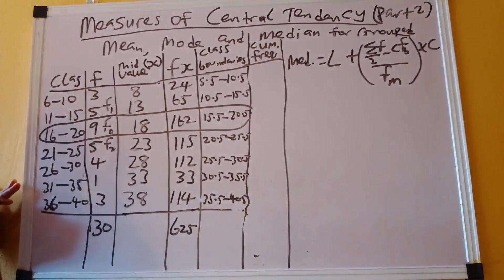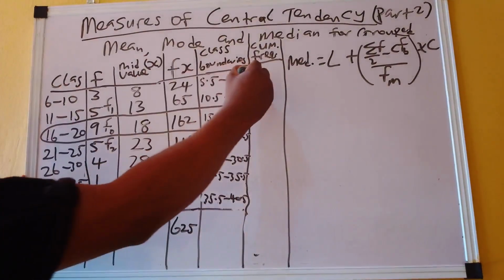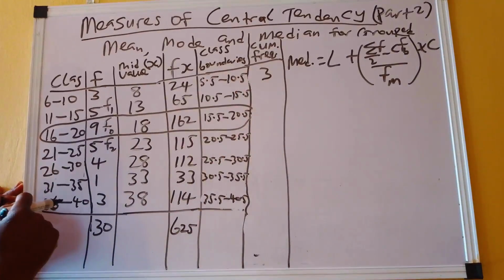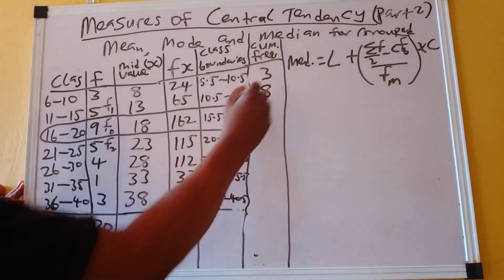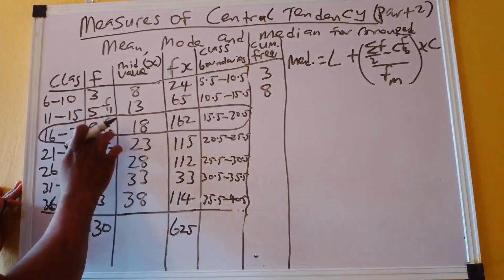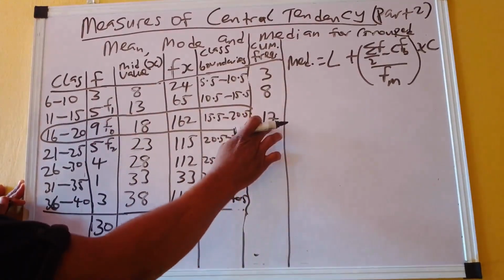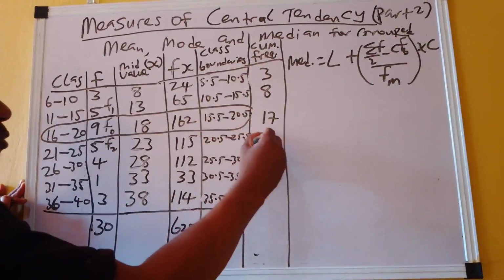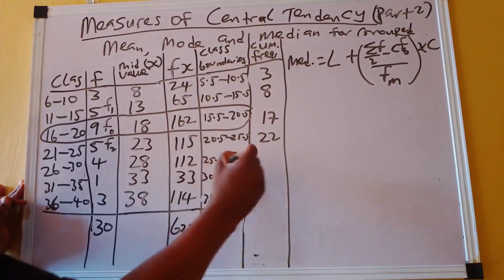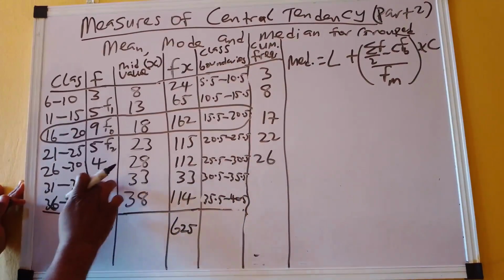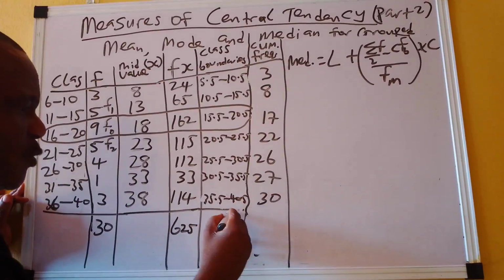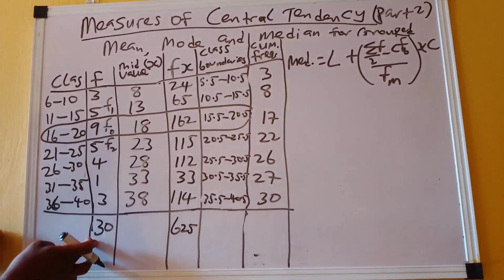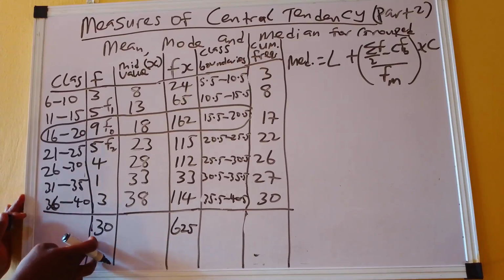The cumulative frequency is very simple. You start with the first frequency here, which is 3. We did it when we were creating this table. 3 plus 5 is 8. 8 plus 9 is 17. 17 plus 5 is 22. 22 plus 4 is 26. 26 plus 1 is 27. 27 plus 3 is 30. So you must arrive at the sum of the frequency. If you don't arrive there, then there is a challenge.